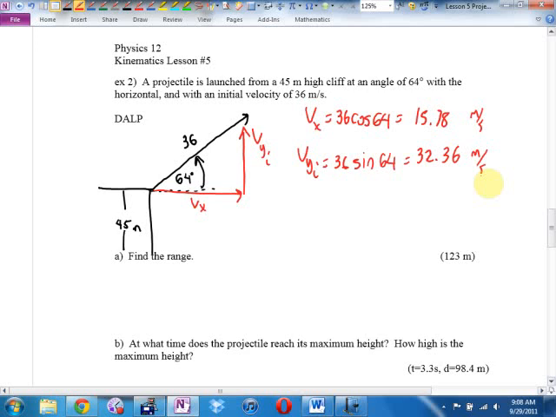Now what would I do? What did they ask me to find? Range. I can't find the range. You know why I can't find the range? To find the range, I have to find something else first. Time. You know what this question is really asking me to find? It's really asking me to find time of flight. How am I going to do that? Oh, let's break our page up.